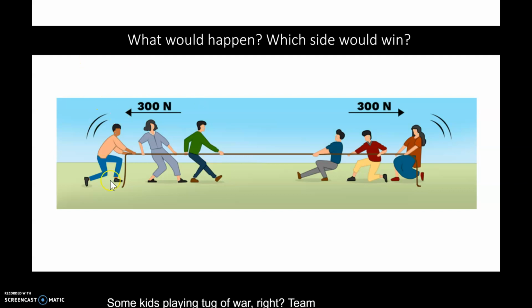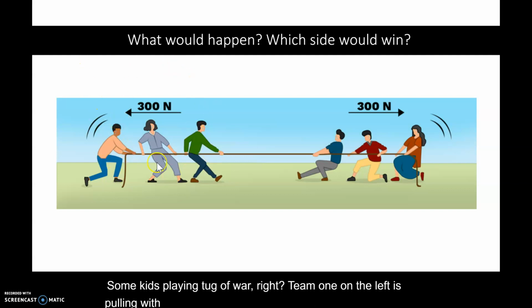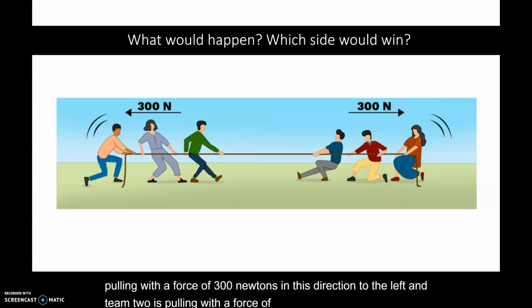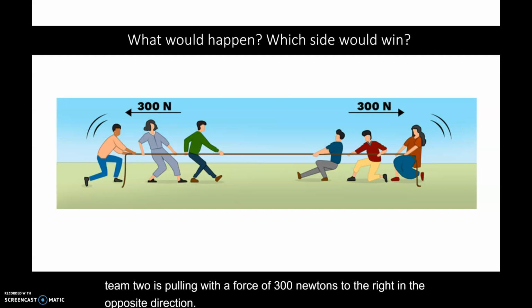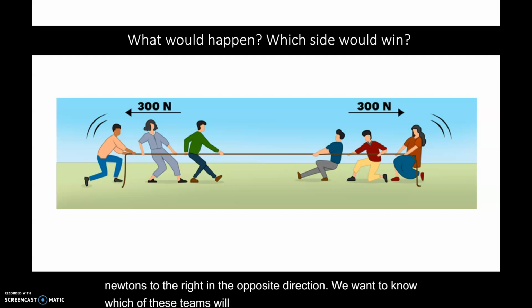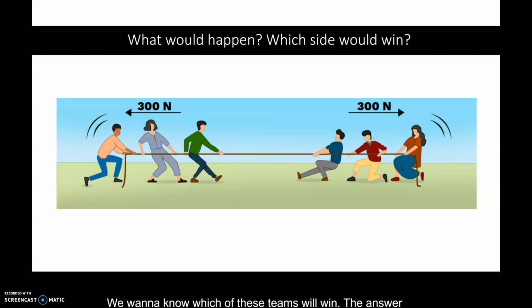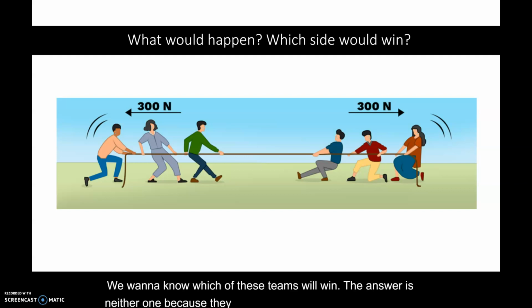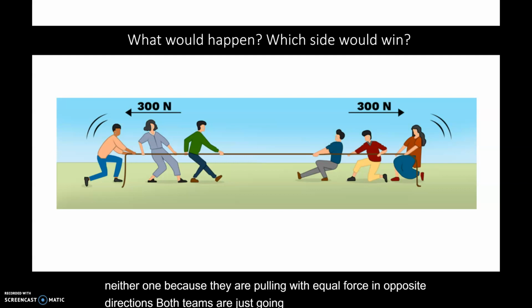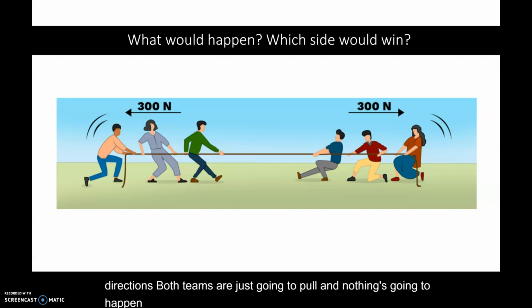Team 1 on the left is pulling with a force of 300 newtons in this direction to the left, and Team 2 is pulling with a force of 300 newtons to the right in the opposite direction. We want to know which of these teams will win. Well, the answer is neither one, because they are pulling with equal force in opposite directions. Both teams are just going to pull and nothing's going to happen. And the reason for this is because these forces are balanced.